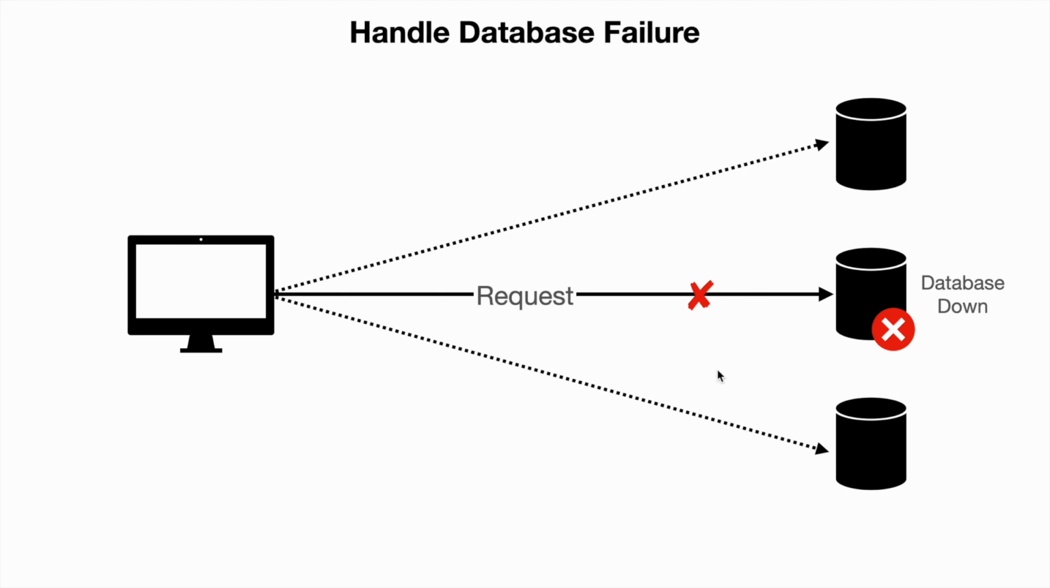In the same way, we can handle database maintenance or upgrade activity. Let's suppose an upgrade or maintenance activity is ongoing on database 3. Still, we have database 1 that can handle the client request.